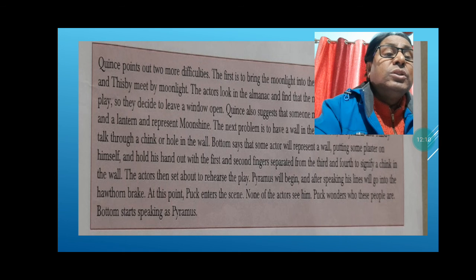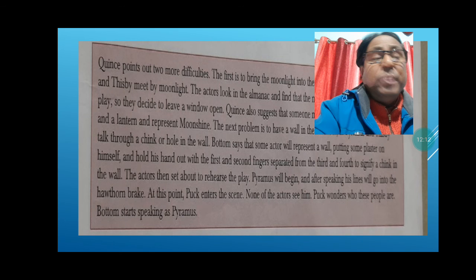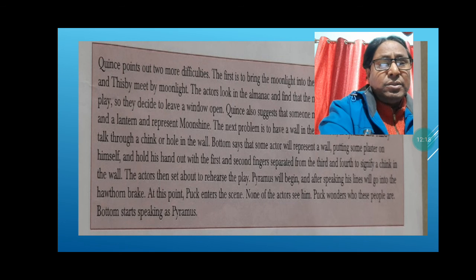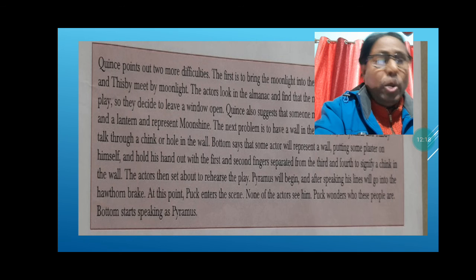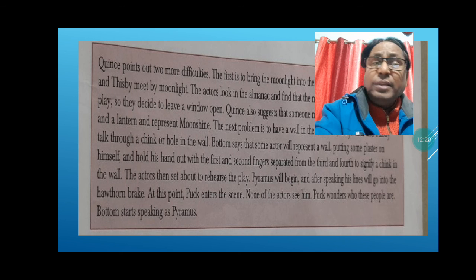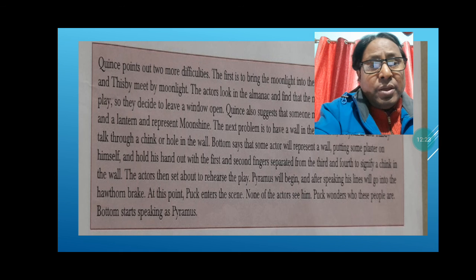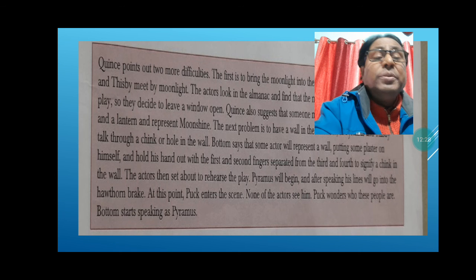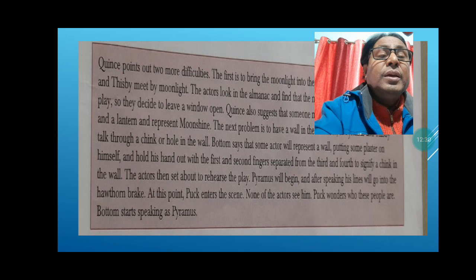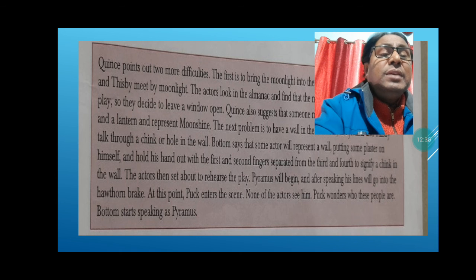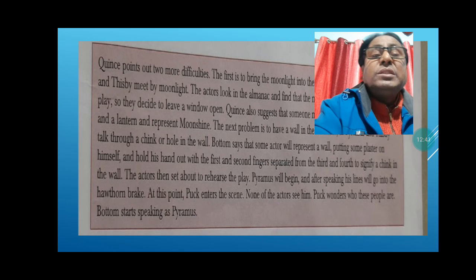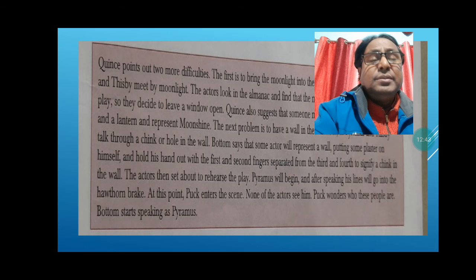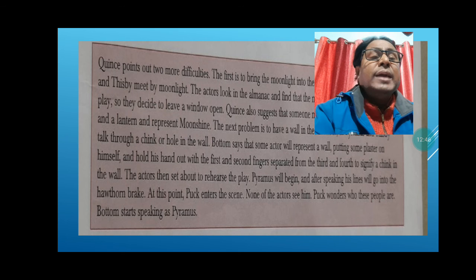Puck wonders who these people are. Puck is part of the other characters. He is in the fairy group. Oberon, Titania, Puck, they are in that other group. So he is wondering, just seeing them performing the rehearsal, who they were. None of the actors see him there. And Bottom starts speaking as Pyramus.